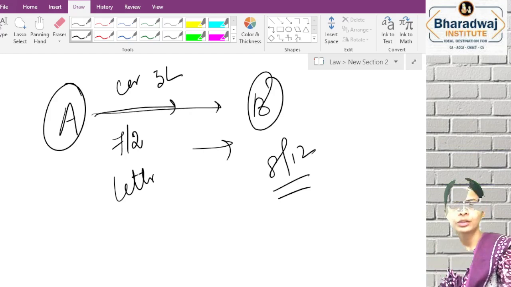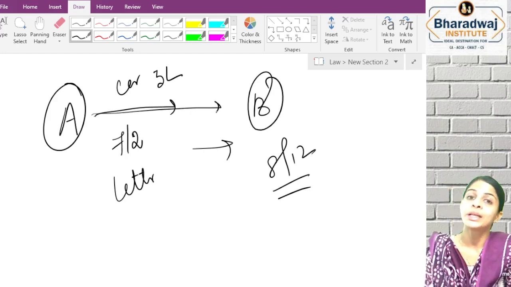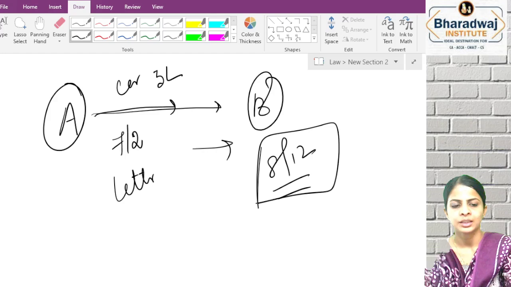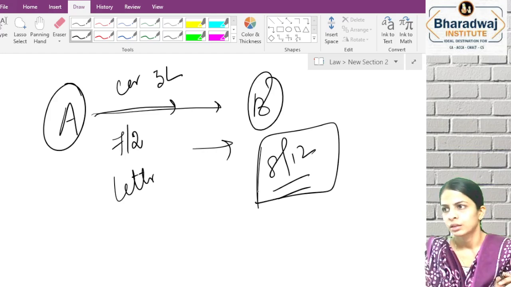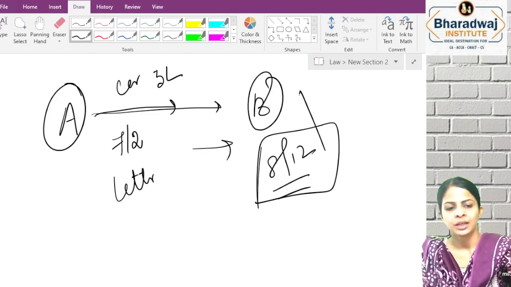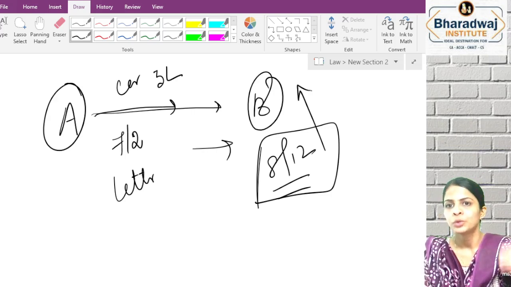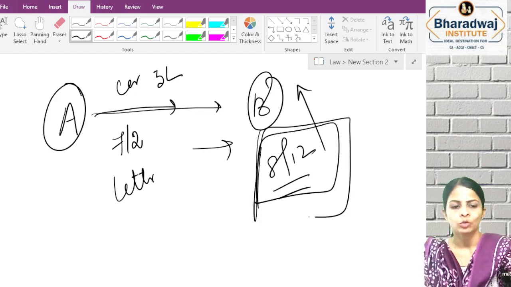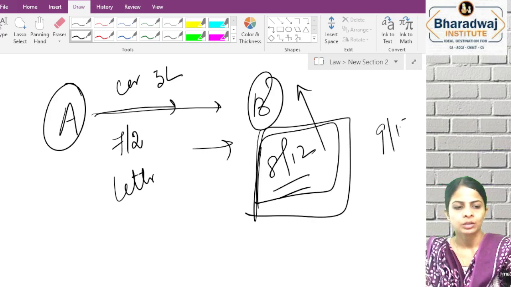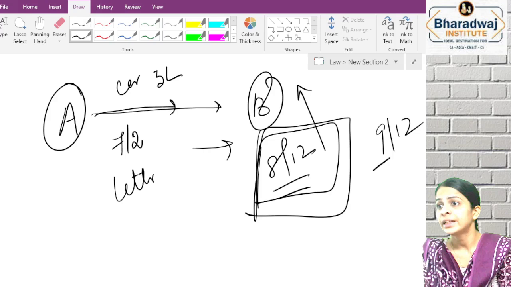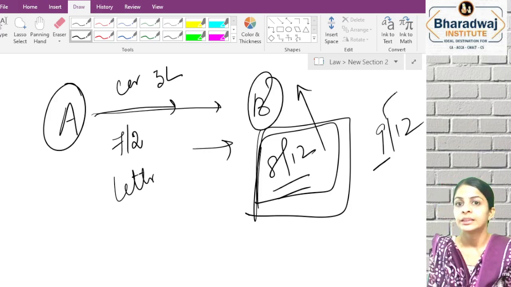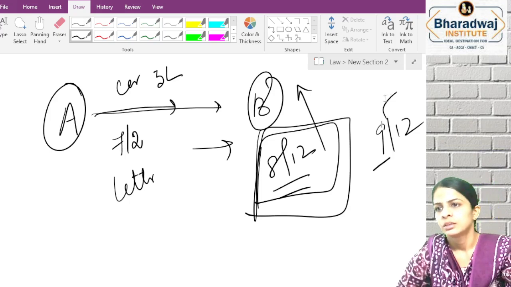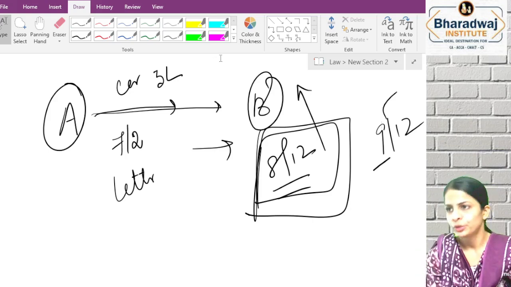This offer, when is it communicated? 8th December. On what basis are you saying that? It reached B. It has been communicated. It has come to the knowledge of the offeree. What if he did not open the letter on 8th? He opened the letter on 9th. Then 9th. It has to come to the knowledge of the offeree. Only then is the offer communicated.